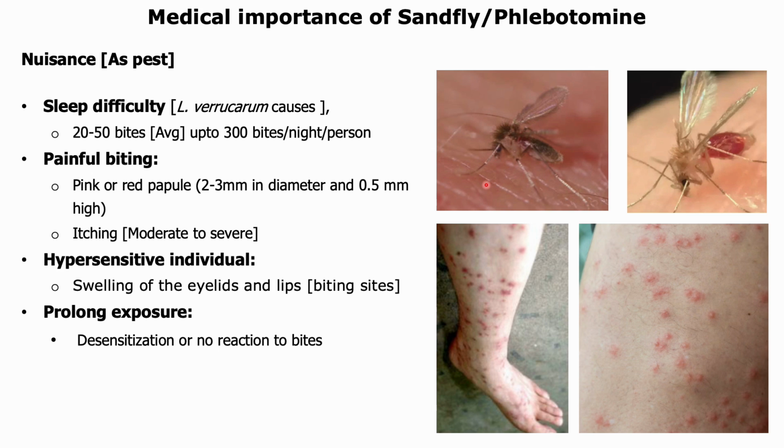A study demonstrated that the mean bite ranges from 20 to 50 per person per night, even reaching up to 300 bites per night. The biting lesion includes a pink or red papule about 2 to 3 mm in diameter and 0.5 mm high. Moderate to severe itching usually occurs. The lesion remains prominent for 4 to 5 days and then starts to disappear. Individuals who are hypersensitive may develop hives with pronounced swelling at the biting site, such as eyelids and lips.